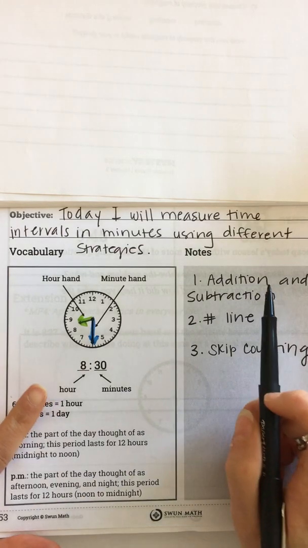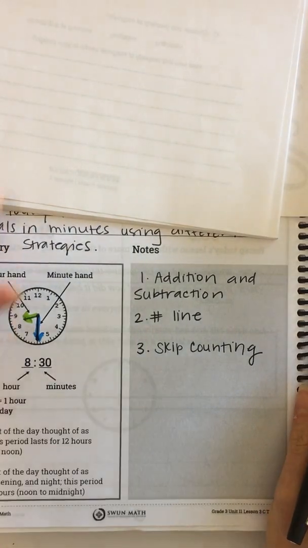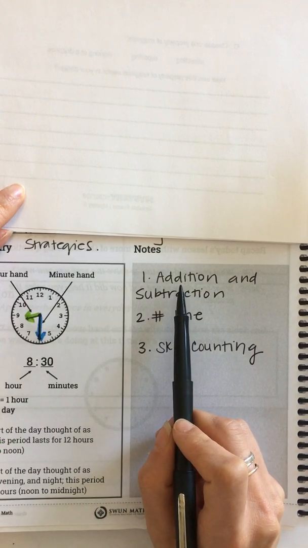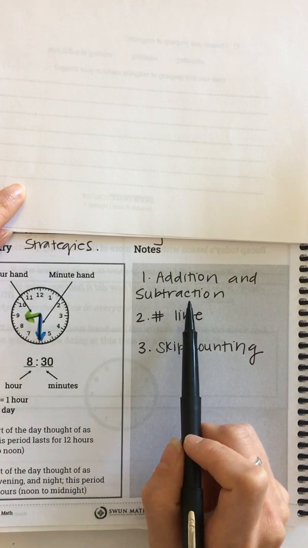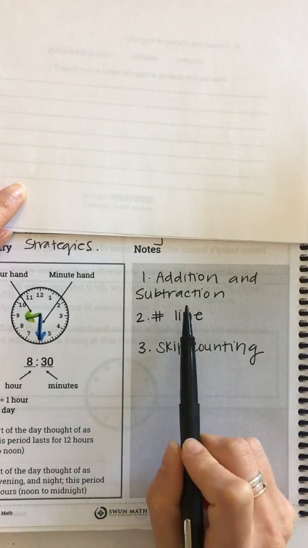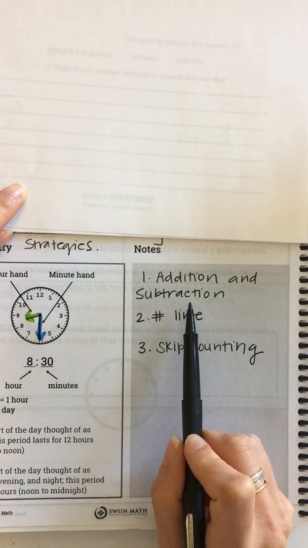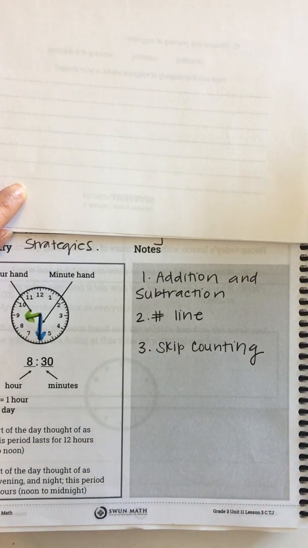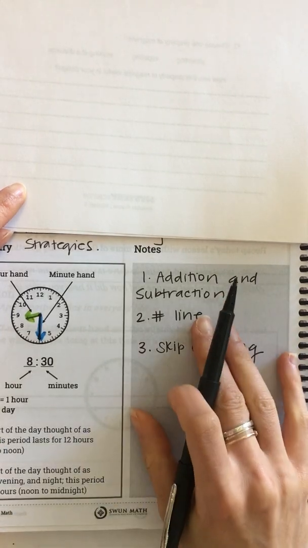Okay, the 3 strategies that we're going to be working on today are, okay, if they say add 20 minutes onto the time or subtract 20 minutes from the time, we are just going to use addition and subtraction strategies. We are going to use a number line, and then we are also using skip counting, okay? So I will go through each one of these strategies with you right now.